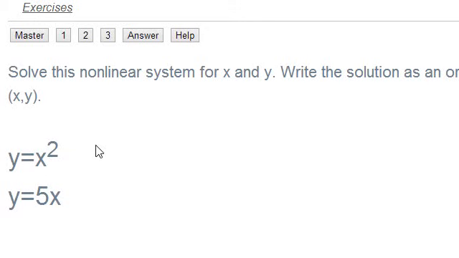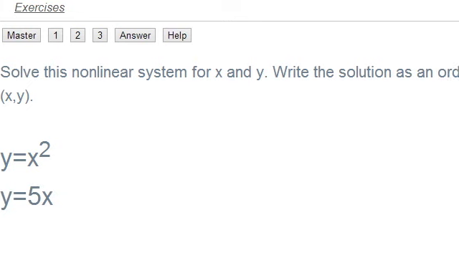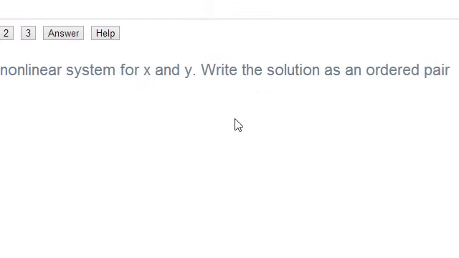Alright, in this section we're going to be solving nonlinear systems of equations. Of course, we can't read the whole thing here, so I'll have to move that. It says: solve this nonlinear system for x and y. So once again we're solving for x and y in this system. Write the solution as an ordered pair is actually what it says. We can maybe move this over.